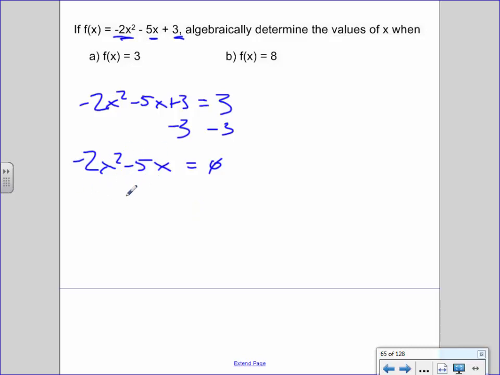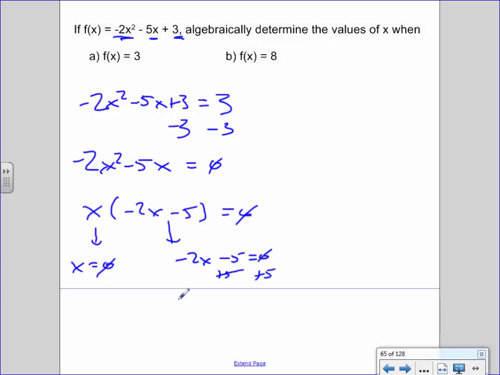Then with this sort of thing here, either factor it or use the quadratic formula. You can actually factor them. What's in common here? X. Factor out x. It'll leave you with x times negative 2x minus 5, which means that one of your roots is 0. The other one, let's see, so make it equal to 0. I'd add 5 to both sides. There's my other answer. Negative 5 over 2.